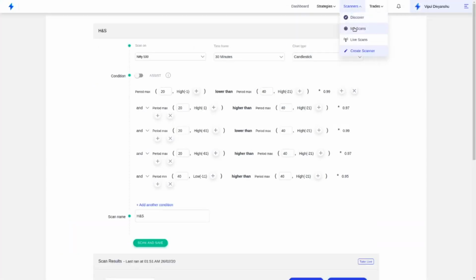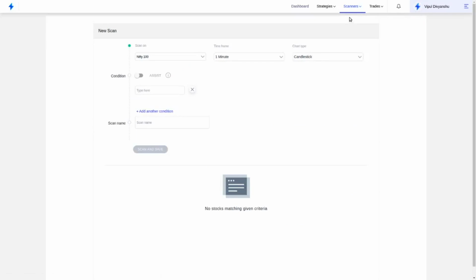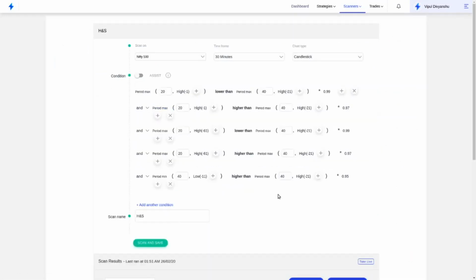So let me just take you to the scanners. To do this, you have to go to streak.tech, and once you go there, you can click on scanners and my scans to create a new scan. Just because it is a big scanner, I have already created it, so I'll just click and edit, and I'll explain what these things mean.